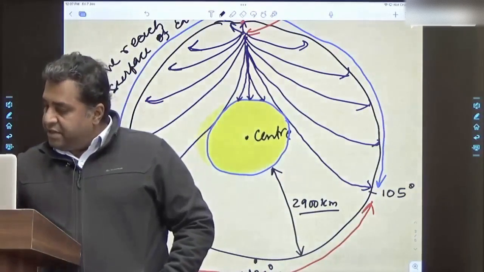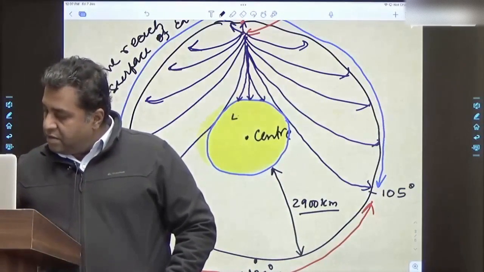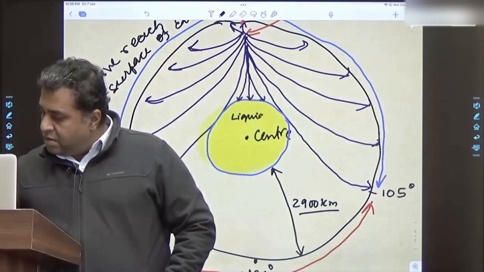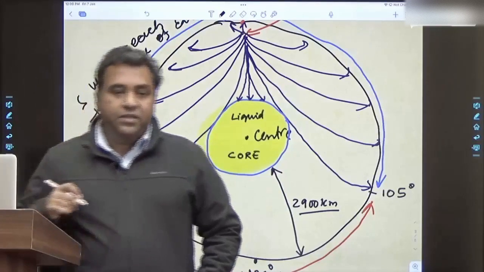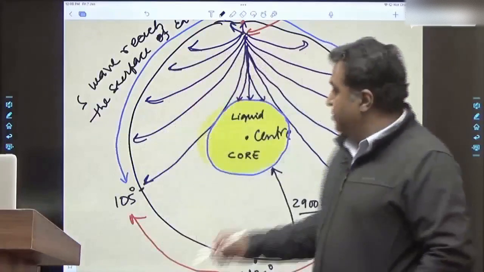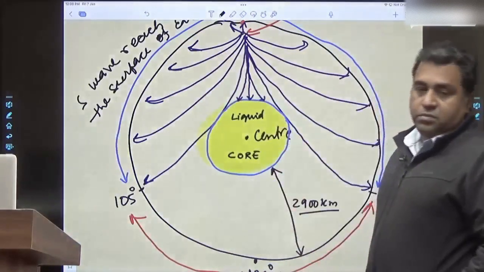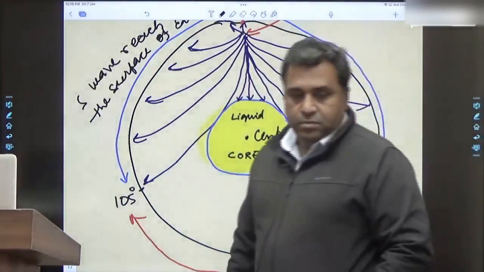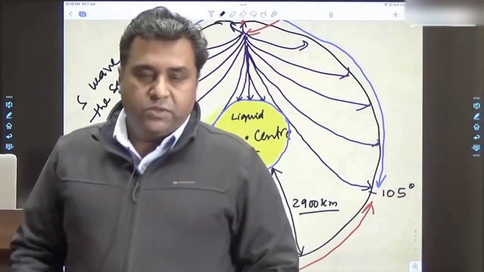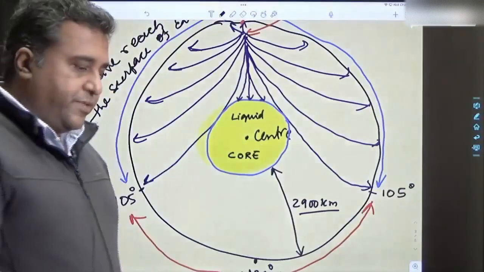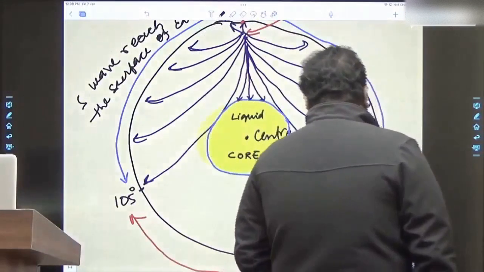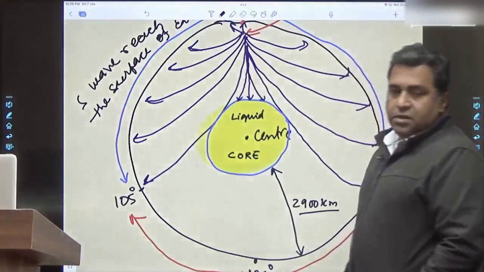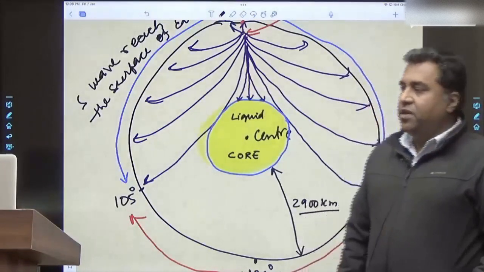We call this region the liquid core of the earth. You can see here. Liquid core. So S waves tell us about the liquid core of the earth.